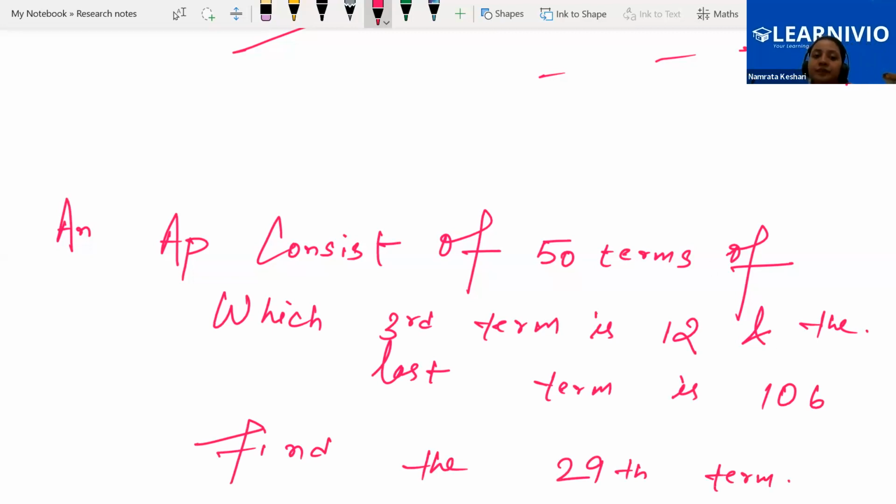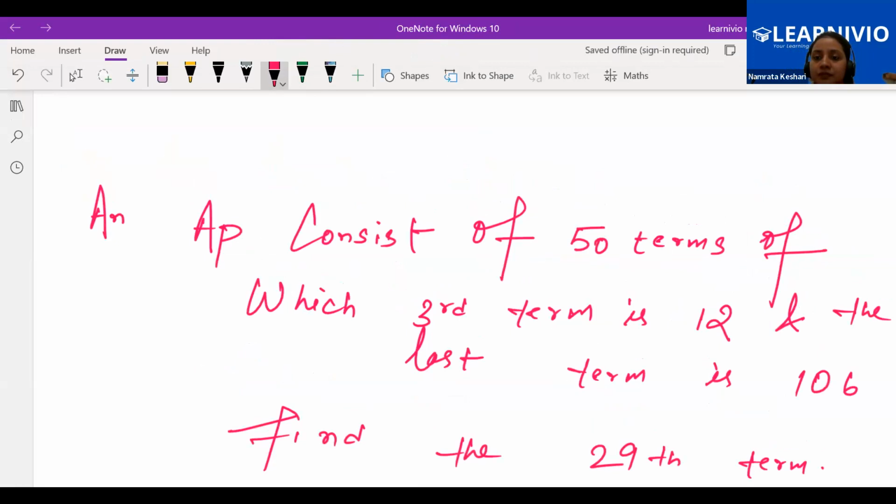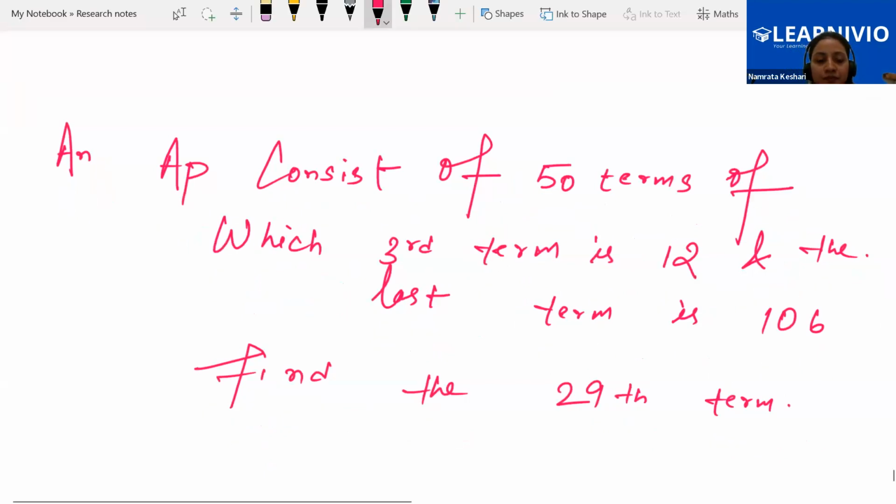There is an AP which consists of how many terms? 50 terms are there. Total how many terms are there? 50 terms are there. And here the last term is given as 106. What we have to find? 29th term. One by one, let me know what can be the possible approach for this one. Yes, Harshit. Yes, ma'am, I'm just solving it. Okay, you are solving it, but first let me know what can be the possible approach.